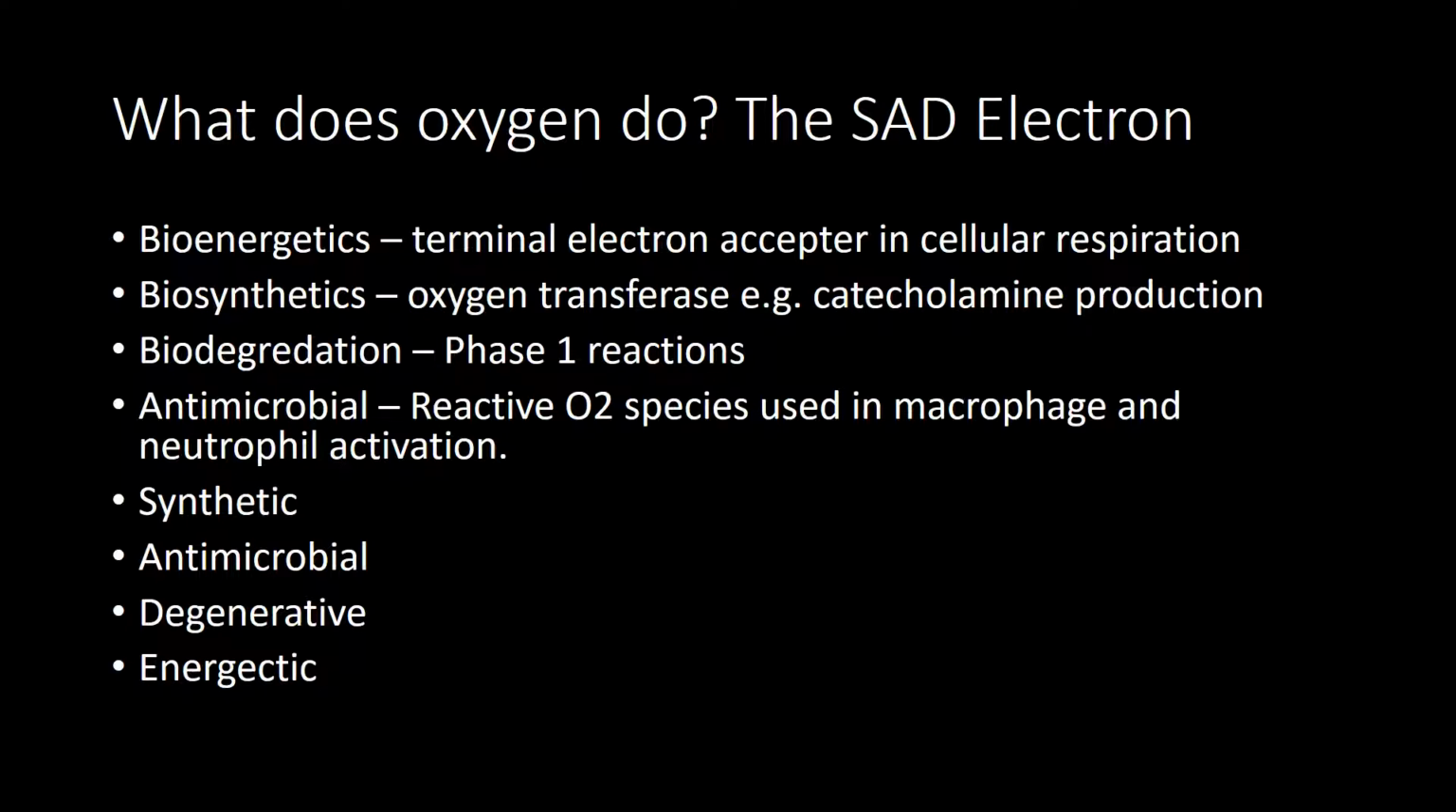So I think of the sad electron. This little old electron, it's very sad, but it likes to bond to oxygen, so I'll get to that. So oxygen is used for bioenergetics, as a terminal electron acceptor in cellular respiration. As the electron moves down the cascade, it eventually lands on oxygen.